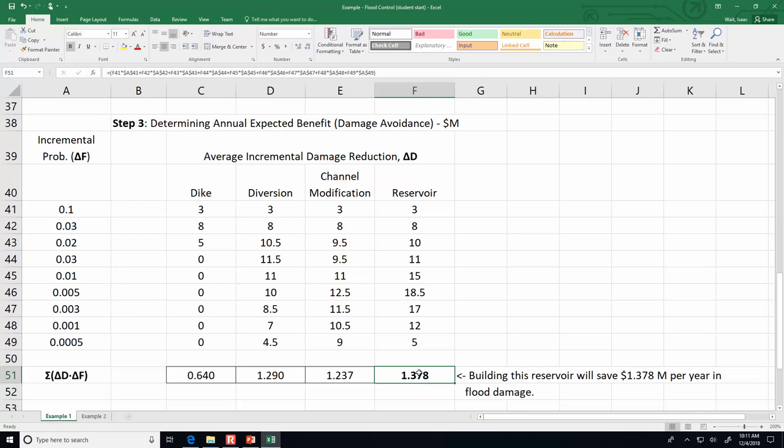In the end, you can see that the one with the highest annual expected benefit is the reservoir. So this sized reservoir is going to save every year $1.378 million. Now we don't know how much this reservoir is going to cost on an annual basis. If the cost is more than $1.378 million, then you may have to reconsider whether to build it.